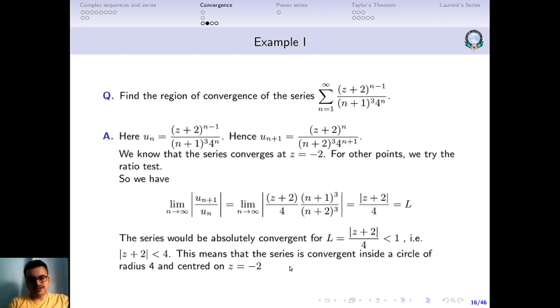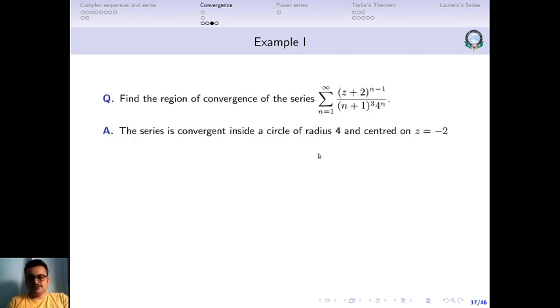Okay, so that we really don't know. So that means the series is convergent inside a circle of radius 4 centered at z equal to -2. Okay, so this is what we know so far.